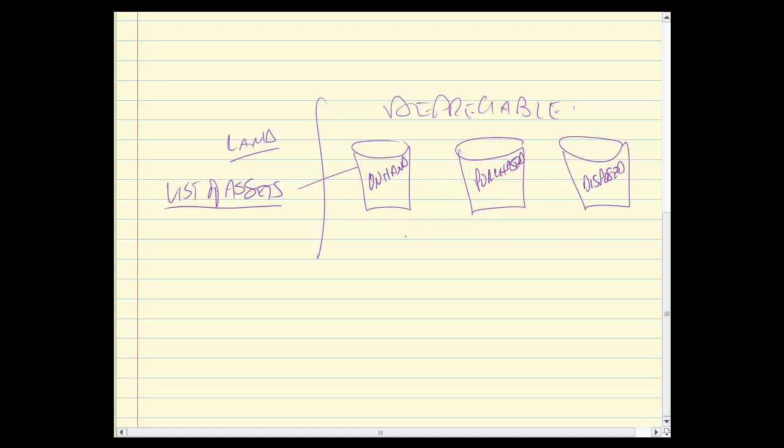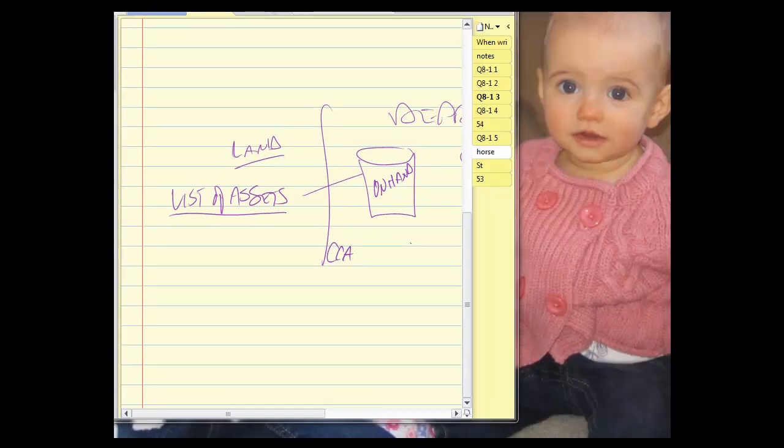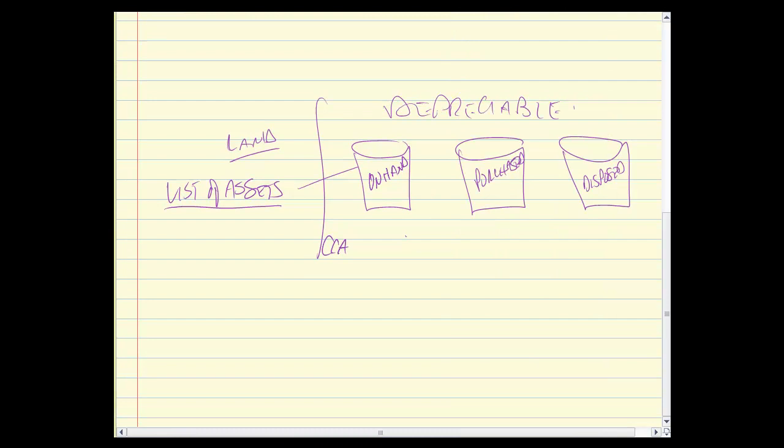So which of these do we calculate CCA on? Which of these do we calculate CCA on? Yeah, Dylan. So anything that had a balance at year end, so the on hand and the purchase in the second half. Yeah. Okay.